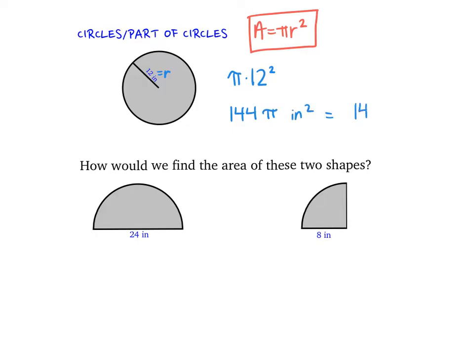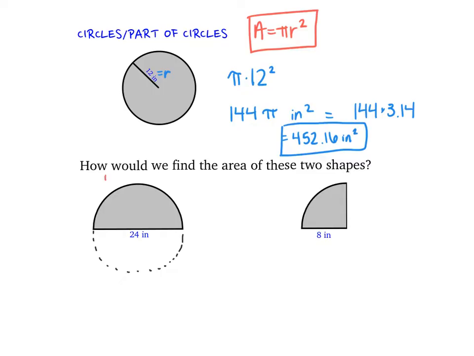Or if I wanted to actually multiply that out, I would take that 144 and multiply it by 3.14, which gets me 452.16. So that would be if I had a full circle. If you look at the two below, I have less than a full circle. If I were to continue this shape into a full circle, I see that this one is only a half of a circle. And then similarly, if I were to continue this, not as good, but I see I have a quarter of a circle.